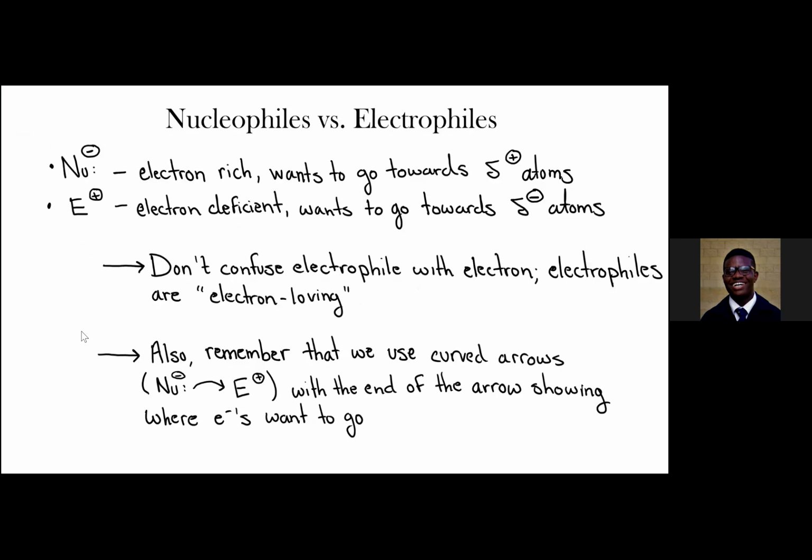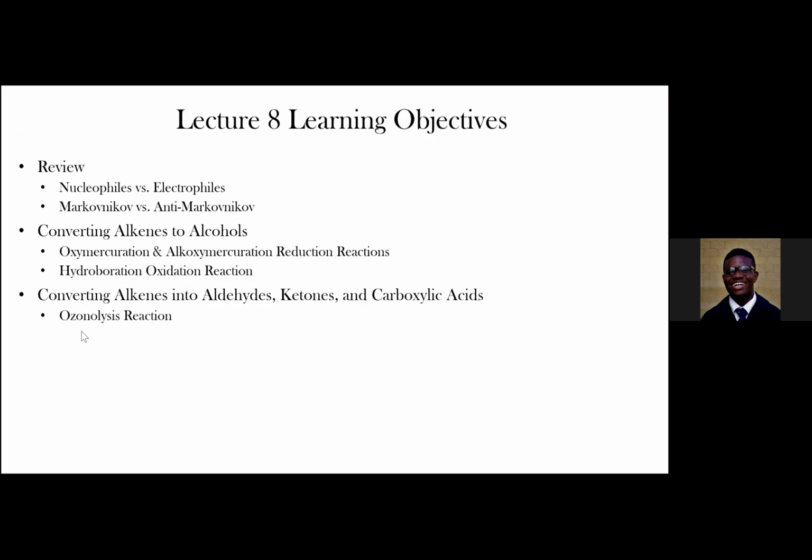Today we're going to be continuing with anti-Markovnikov reactions and then finishing off with ozonolysis. Learning objectives: we'll first review nucleophiles and electrophiles, as well as Markovnikov versus anti-Markovnikov, and what we exactly mean by that. Then we'll look at reactions that convert alkenes to alcohols, as well as alkenes to ethers. And then we'll finish off with reactions that convert alkenes into aldehydes, ketones, and carboxylic acids, which is going to be super useful as you continue on through the course and think about synthesis.